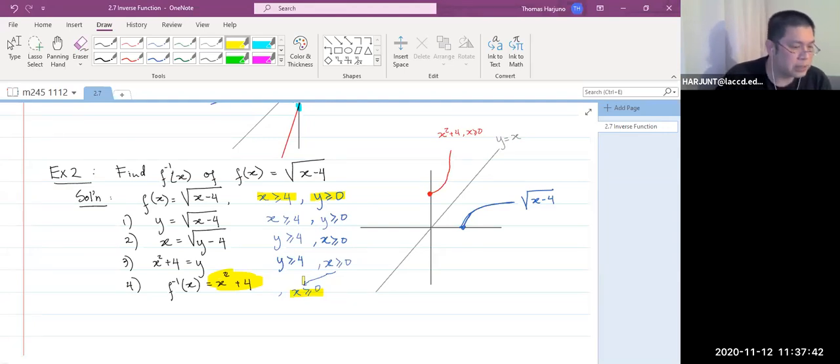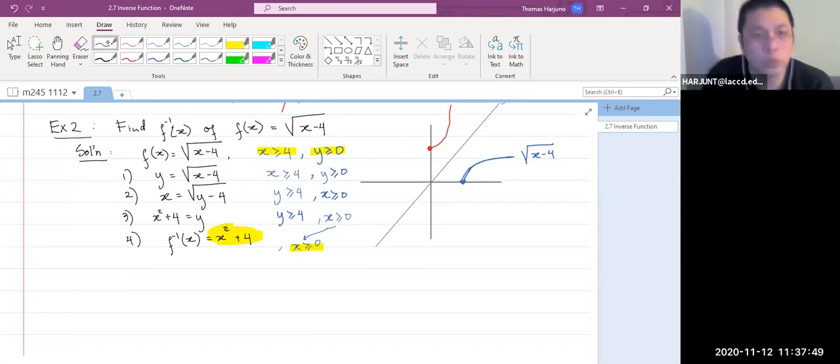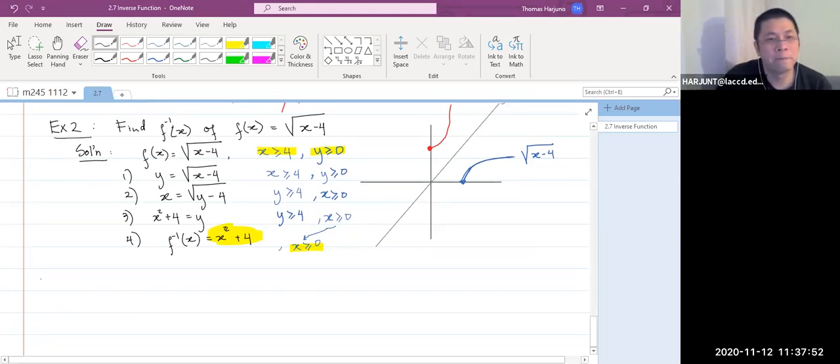Now that's basically what we need to be aware of with inverse functions. How to find an inverse function, we do those 4 steps. Now let's do some problems from our textbook.